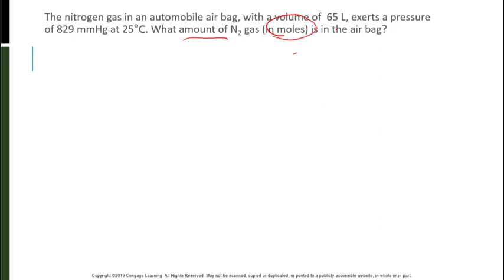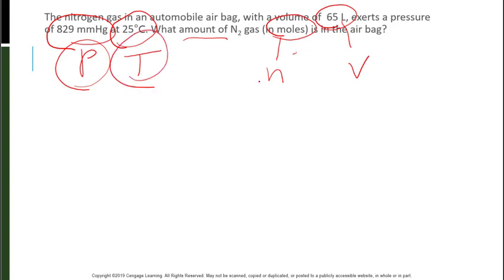So we are given a volume, we're given a pressure, we're given a temperature. Notice that this is different from our other problems because in our other problems we were given an initial pressure and then a pressure that it changed to, or an initial volume and then a volume that it changed to. Here I'm just given one of each, and it's telling me that I want to find n. I've got pressure, temperature, n, and V. We can use the ideal gas law because we also know R.